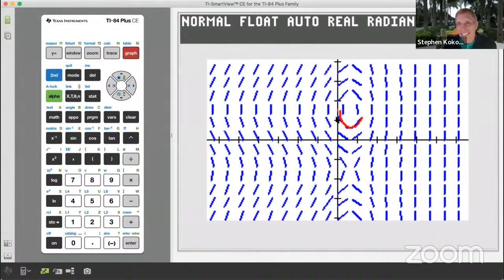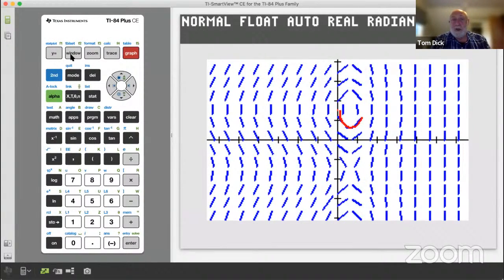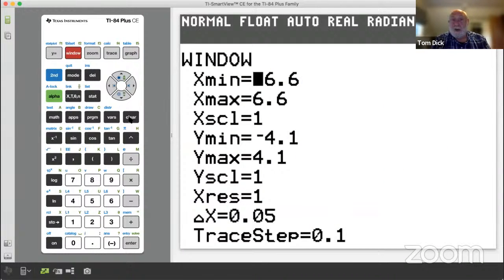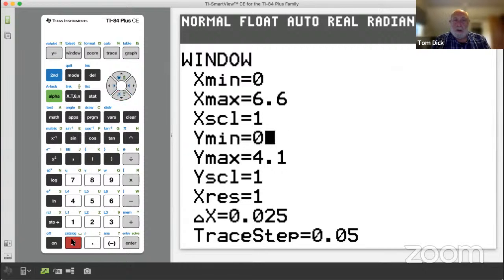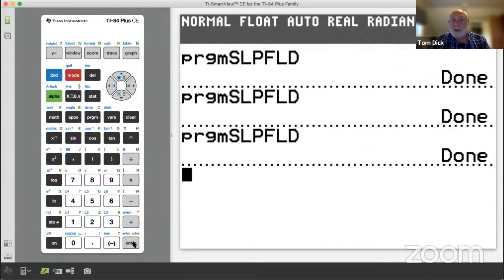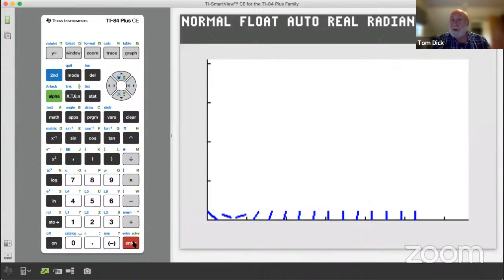Yeah. Great. And it looks like a pretty good fit, though. There are not that many line segments there. So something we could do is change our window to maybe just being the first quadrant. So I'm going to make the x min 0, the y min 0. Now, when I do that, I'm going to need to run the slope field again to generate a new slope field for the first quadrant.